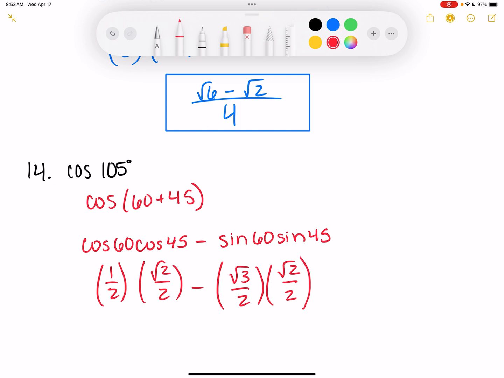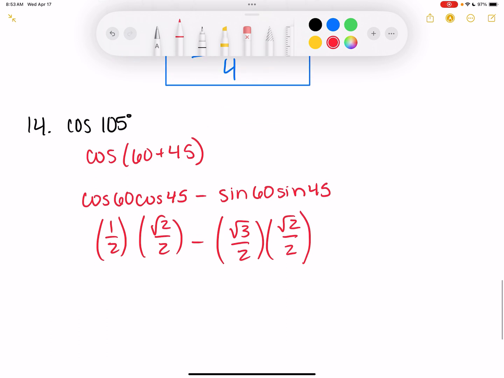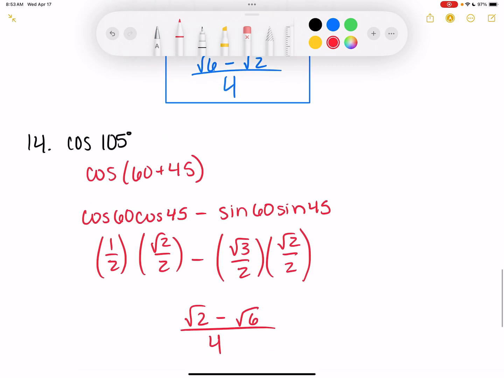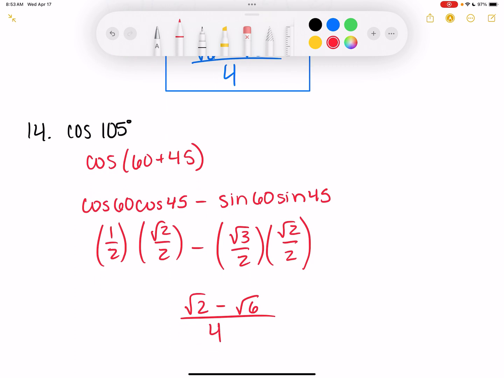So then, again, I know that the denominator is going to be 4. One on top, 1 times root 2 is root 2, minus root 3 times root 2 is root 6. So in this case, it was just root 2 minus root 6 over 4. The other ones, I think the root 6 has pretty much been first. But it's the combination of those numbers that lets you know that it worked.